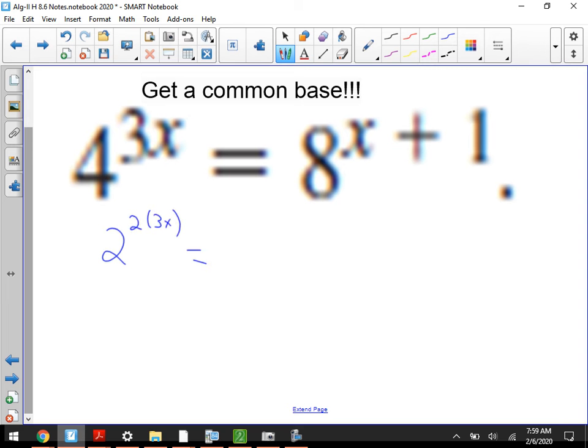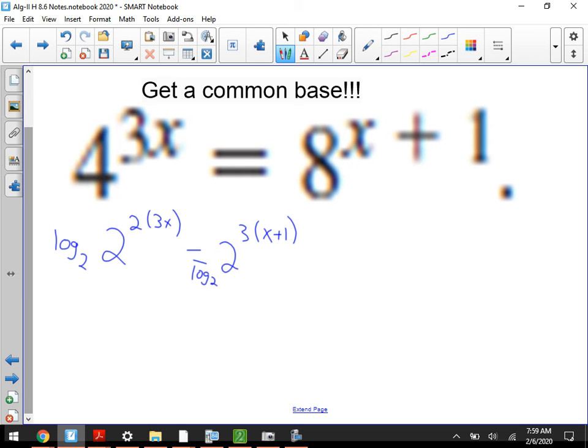And then what's the 8 as a base 2? Now, are those the same bases? Yeah. If you get the same base on both sides of the equation, guess what happens to the exponents? They drop down. You can say that because if I do log base 2 of this side, I have to do log base 2 of this side. What's log base 2 of 2?